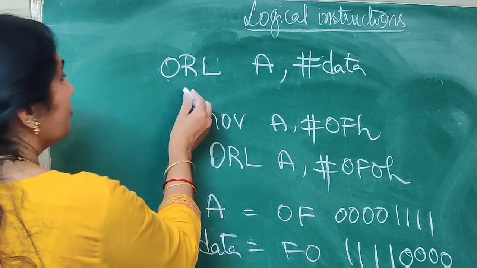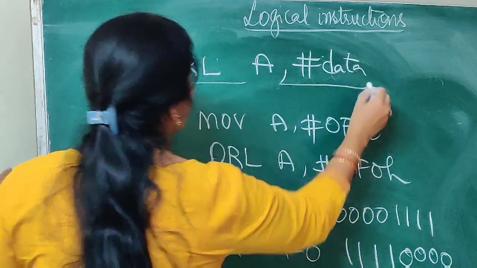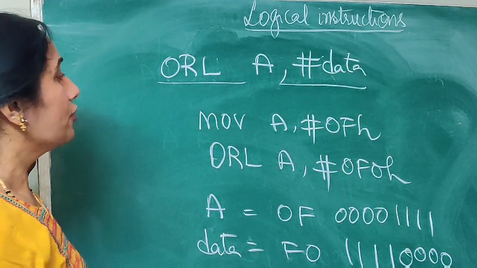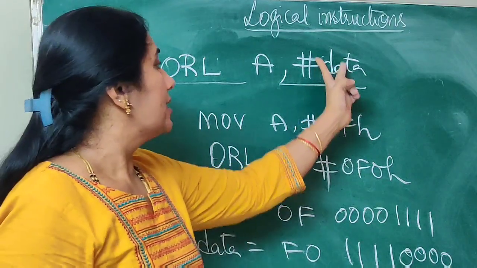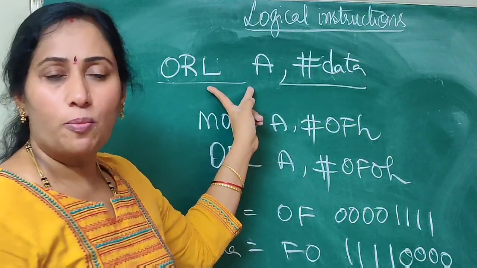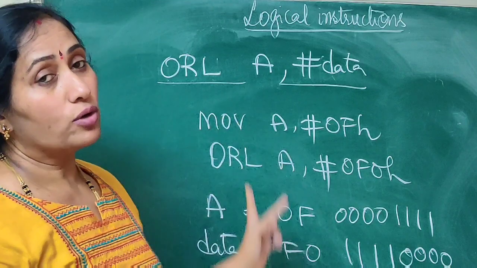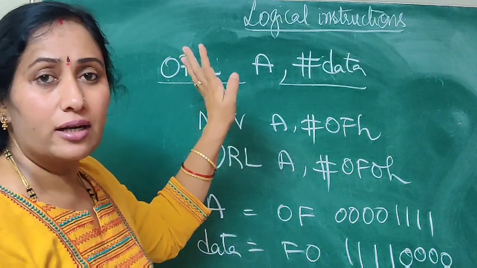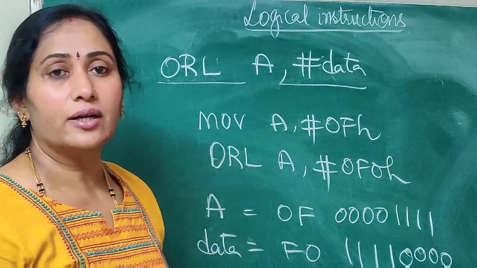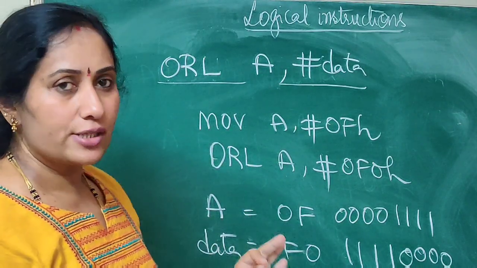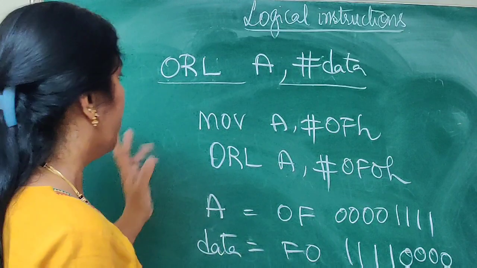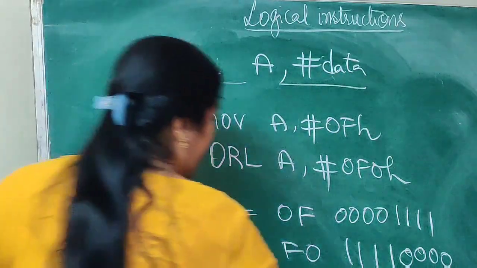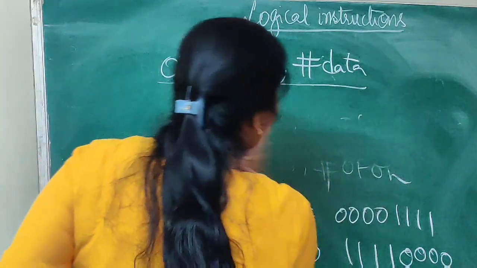Now the addressing mode specified here is the immediate addressing mode. The length of the instruction is 2 bytes: the data takes 1 byte and the opcode takes 1 byte. And which flag is going to get affected, without performing an arithmetic operation? The only flag that gets affected is the parity flag. So this is the OR operation instruction, ORL A comma hash data.